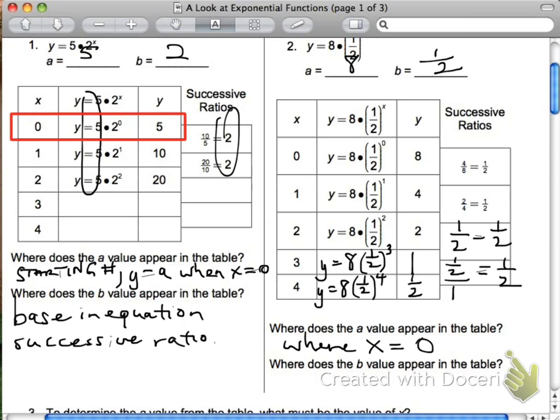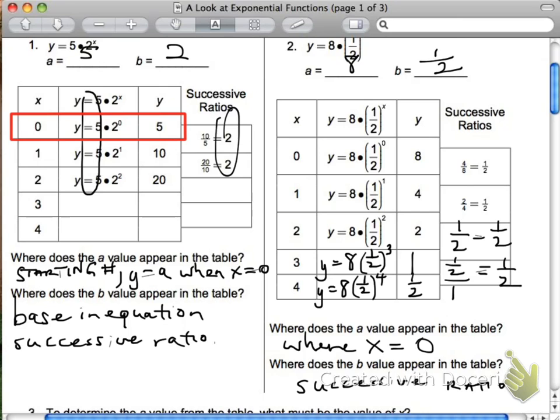Where does the B value appear? And it's also still the starting point. That doesn't change, but now we've made a better conclusion. Where does the B value appear in the table? Successive ratio. Again, it's a successive ratio. And that's just random coincidence. Successive ratio.